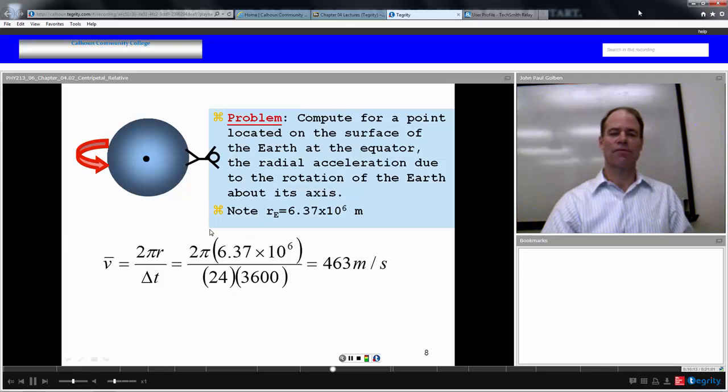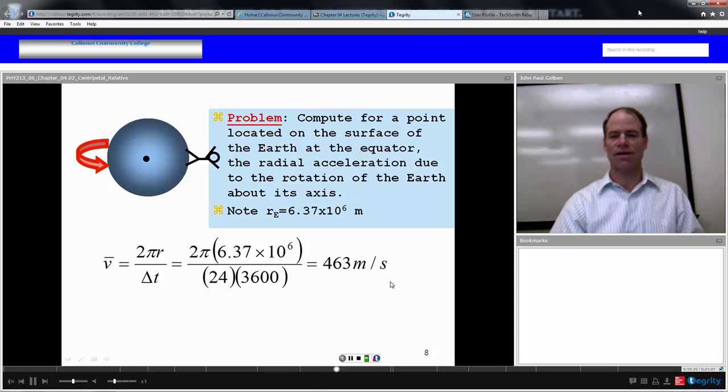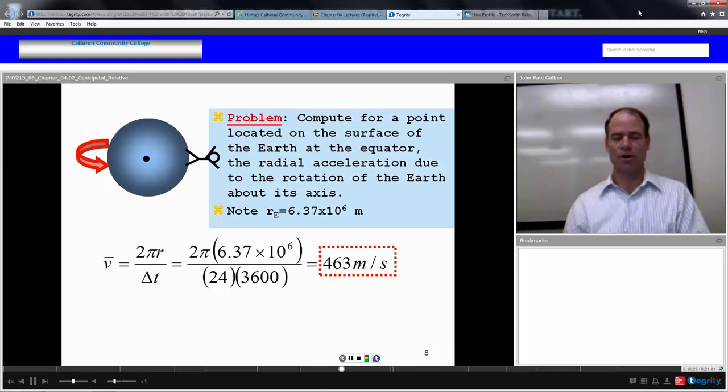So we're going to travel 40 million meters in the time of one day, 24 hours, 3,600 seconds per hour. That is a speed of 463 meters per second. If you multiply that by 2.2, you would get miles per hour. Or another way to think about it is the equator of the Earth is 25,000 miles. And if you do that in 24 hours, you're going 25,000 miles in 24 hours. You're traveling greater than 1,000 miles per hour.